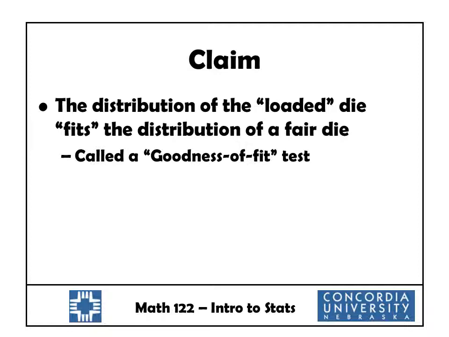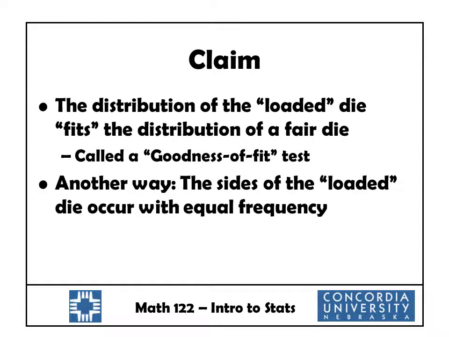And by fit, we mean that there isn't a lot of difference between those 2 distributions. So the type of test that we're going to do here is what's called a goodness of fit test, or some books might call it a chi-squared goodness of fit test. We are testing if those 2 distributions are different or not. Another way we might state the claim is that the sides of the loaded die occur with equal frequency, because in the fair die they do occur with equal frequency, and we're claiming that there isn't that much difference between those 2 distributions. So the sides of our loaded die occurring with equal frequency is another way of stating our claim.